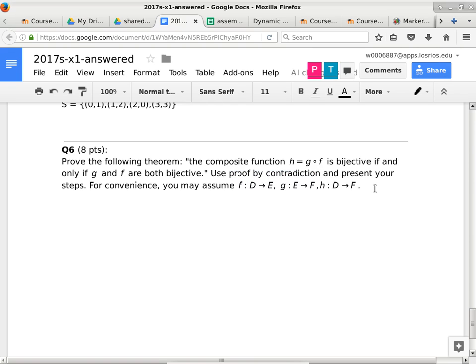So let's just use A means the composite function is bijective. I'm just using a symbol here so that I don't have to repeat long sentences or long statements like that. And then B is the second part: G and F are both bijective. Okay, so we copy and paste it here. So the question is really saying the theorem is A if and only if B. Is that okay?